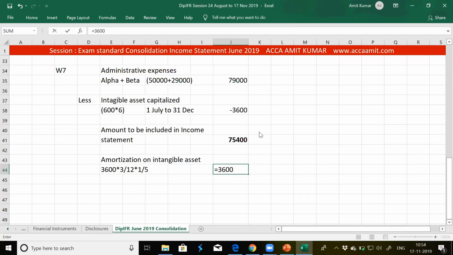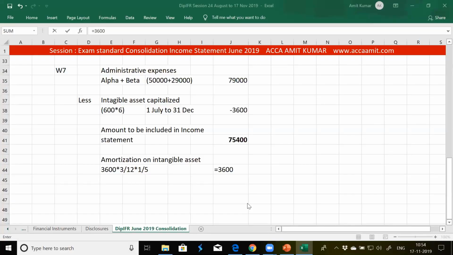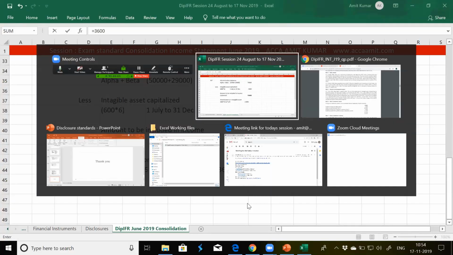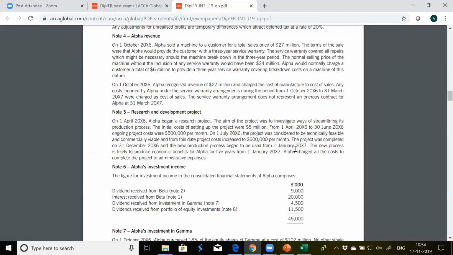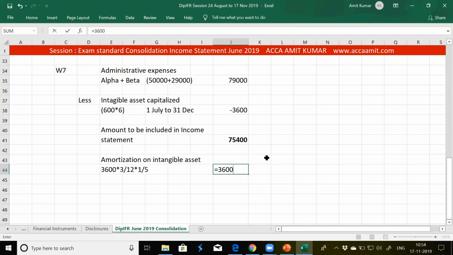I'm not clear on this calculation, amortization and intangible assets. So Sapna, they're beginning to use it. If you notice here, the new process is likely to produce economic benefits to Alpha for 5 years from 1st January 2007. Our year is ending on 31st of March 2007. So how many months? 3 months, January to March. And useful life is 5 years, so we'll charge depreciation for a period of 5 years, but applicable for only 3 months.